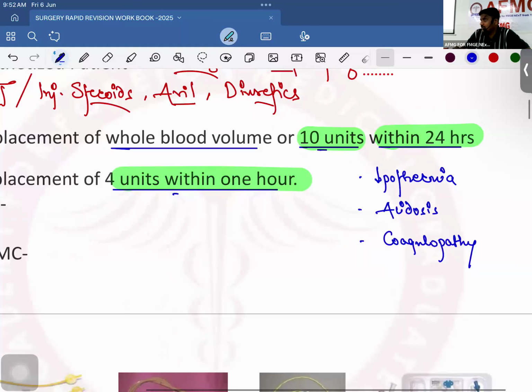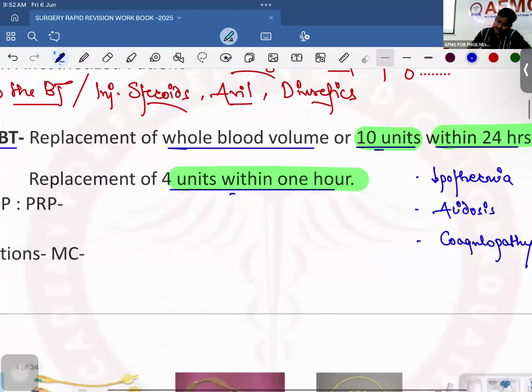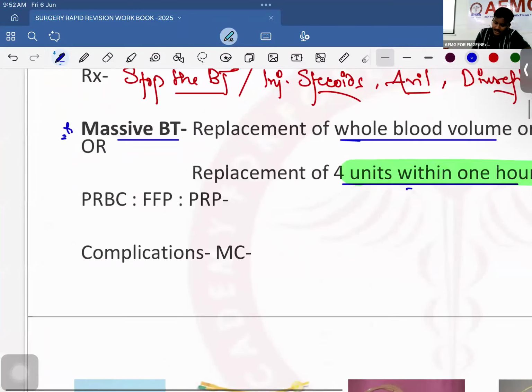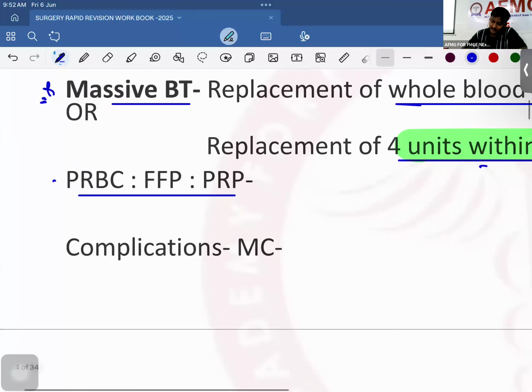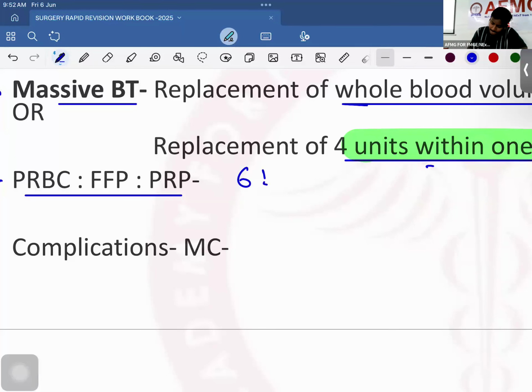Now, to avoid this coagulopathy after a massive blood transfusion, we don't only give packed RBCs to the patient. Along with packed RBCs, we give fresh frozen plasma and platelet-rich plasma. So never give only packed RBC or whole blood in a massive BT. Always give fresh frozen plasma and platelet-rich plasma to avoid coagulopathy. The ratio that you have to maintain is 1 is to 1 is to 1. But during massive BT, we give a ratio of 6 is to 6 is to 6.